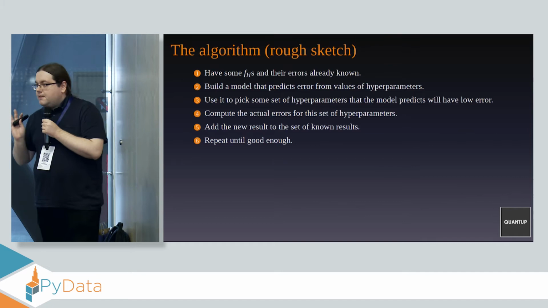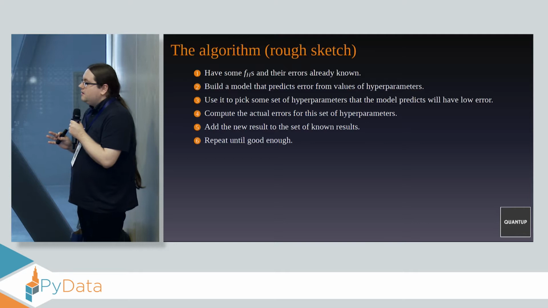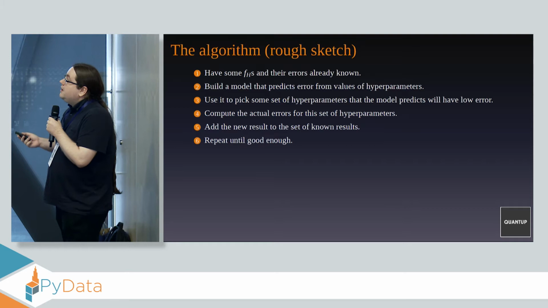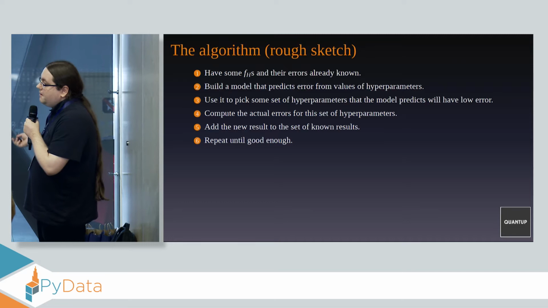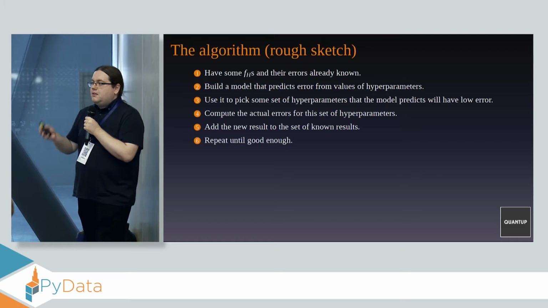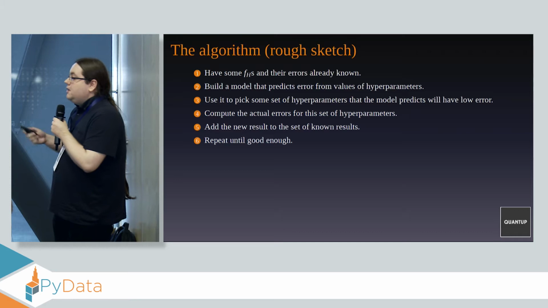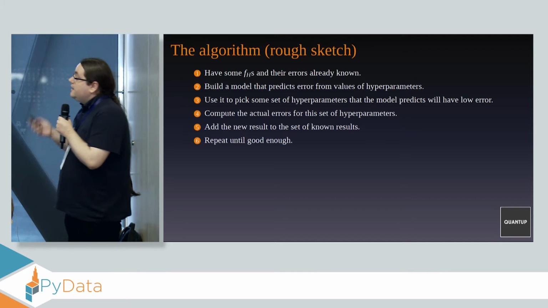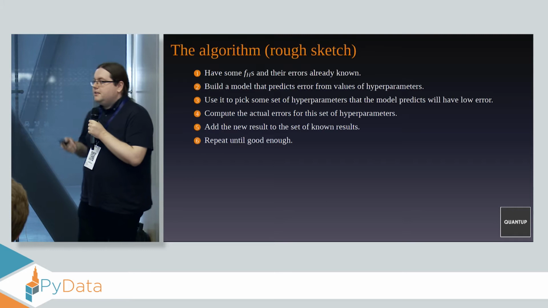So the rough sketch of the algorithm is, let's say we already have some hyperparameters and their error estimates. They don't have to be too many of them. A bunch of them will be nice. We build a model that predicts error from the hyperparameters. Then we observe the model, analyze it, look for some new hyperparameters which the model says will be better than the current ones. Actually try them out on the problem, probably a bunch of other hyperparameter sets, and add the new results to the learning set so that we can retrain the model that predicts our errors. Is it simple?